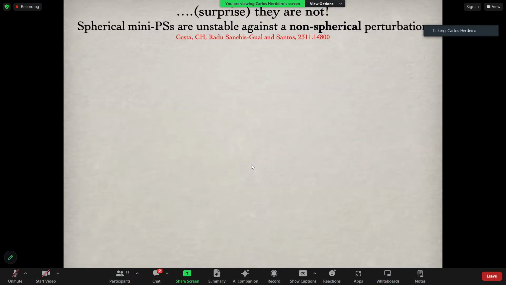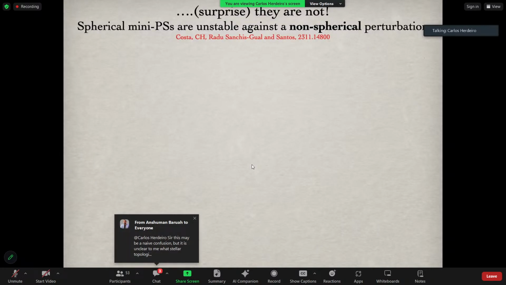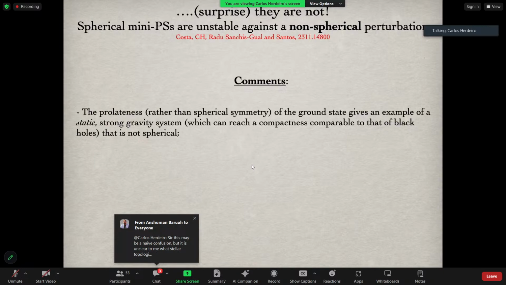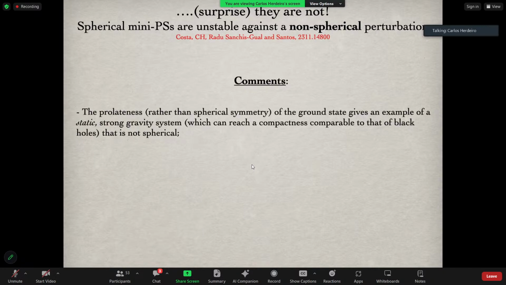So our conclusion is that the Proca model in the static sector has a non-spherical ground state, and the spherical solutions of mini Proca stars considered up to now, or up to recently, as the ground state are actually unstable against non-spherical dynamics. So there's some comments on why this was, for instance, missed before, because some of these evolutions did not actually impose too much symmetry.